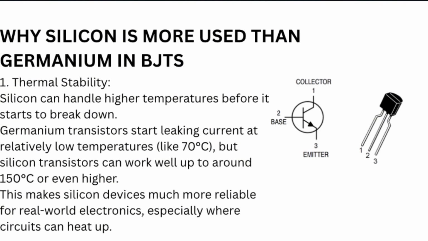Germanium transistors start leaking current at relatively low temperatures like 70 Celsius, but silicon transistors can work well up to around 150 Celsius or even higher. This makes silicon devices much more reliable for real-world electronics, especially where circuits can heat up.